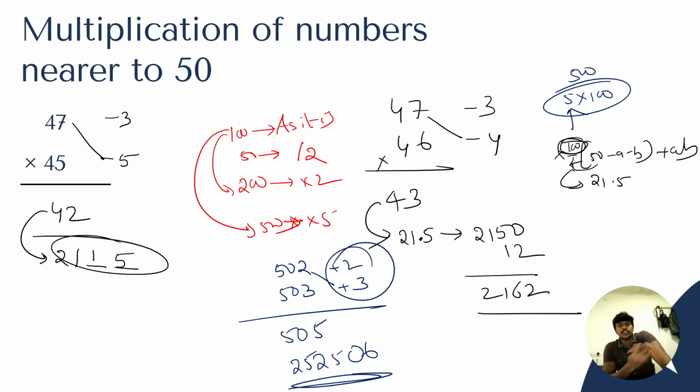That's it. If it's 1000, you are going to multiply with 10. So this is the technique you can use to multiply numbers nearer to 100, 50. If it is 150, 1.5, 200 into 2, 250 into 2.5. You can apply for all the round figures like this.